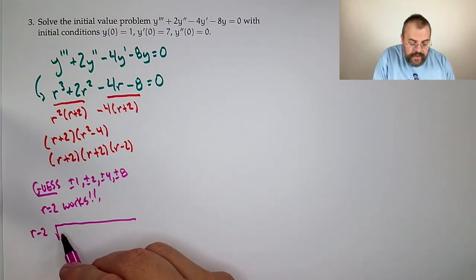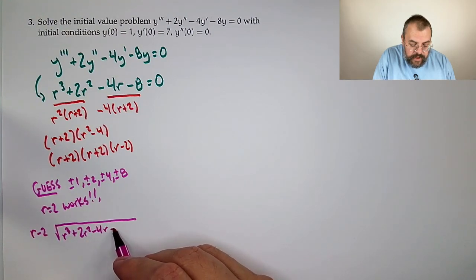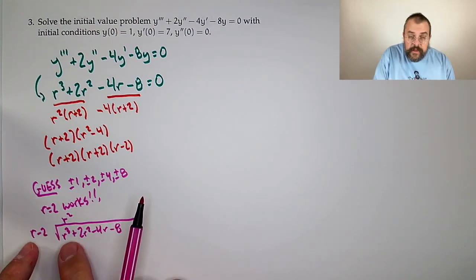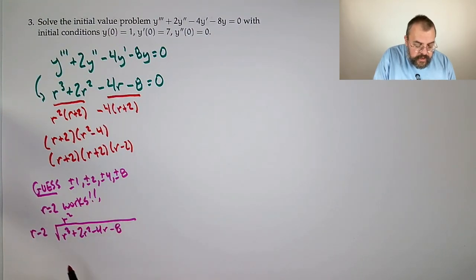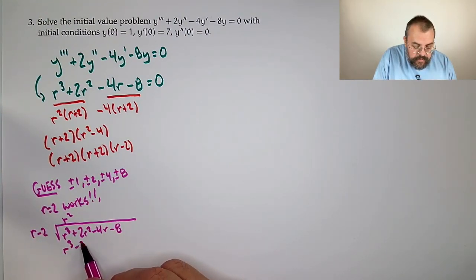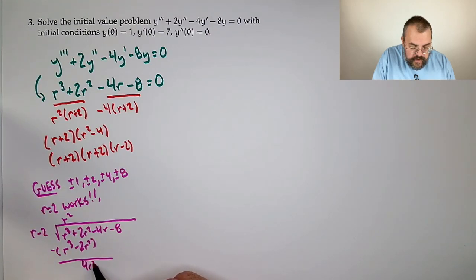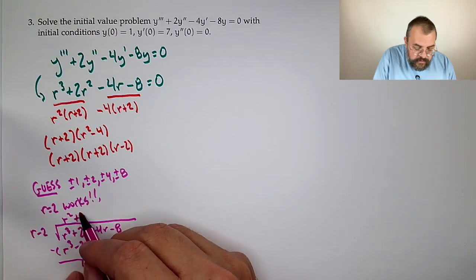Now, once you know r equals 2 works, we can do the following. Take r minus 2 and divide into r cubed plus 2r squared minus 4r minus 8. So let's see, you needed r squared, right? Because you look at leading terms. R times what gives r cubed? The answer is r squared. So r cubed minus 2r squared. Subtract, and the r cubes cancel. 4r squared. All right. To get from r to 4r squared, we would need 4r.